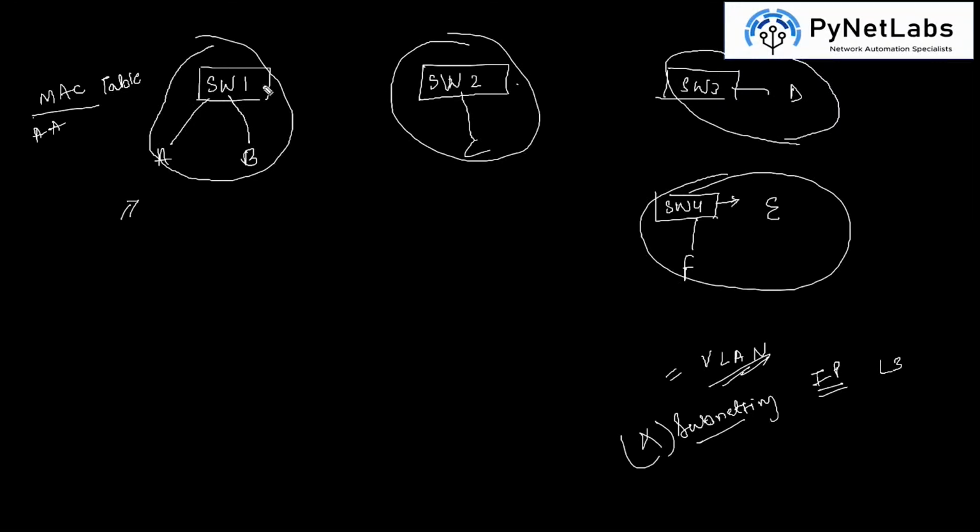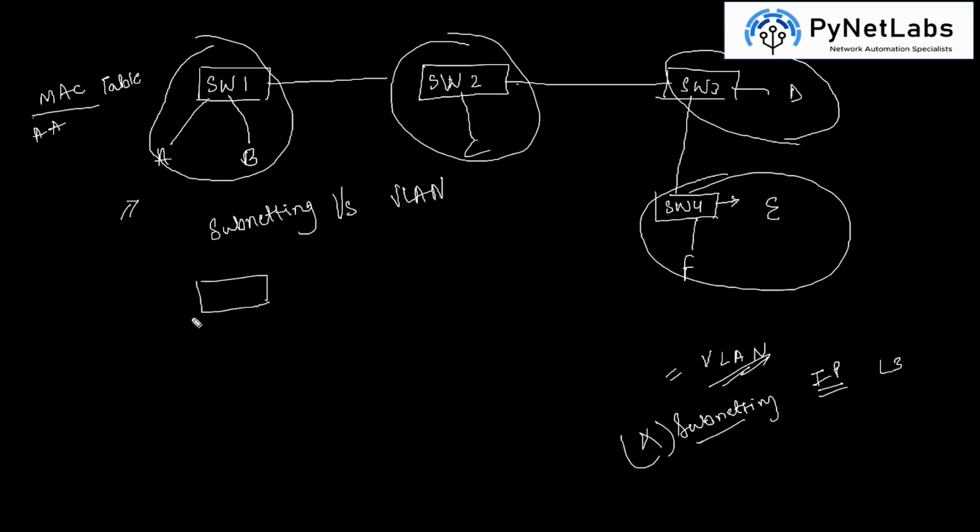So let's try to understand this again. The question is, why VLAN and not subnetting? We can say it is subnetting versus VLAN, right? Now, when we talk about a switch, we know that a switch maintains a MAC table, and whenever the switch receives a packet, it checks the MAC table.